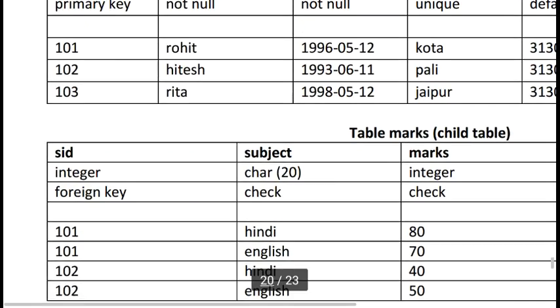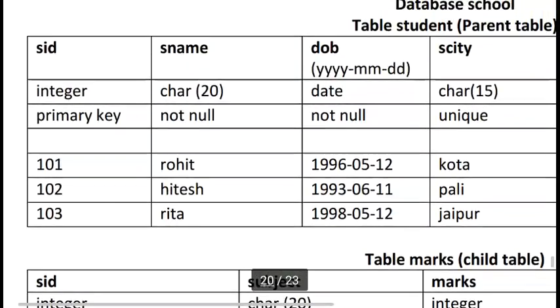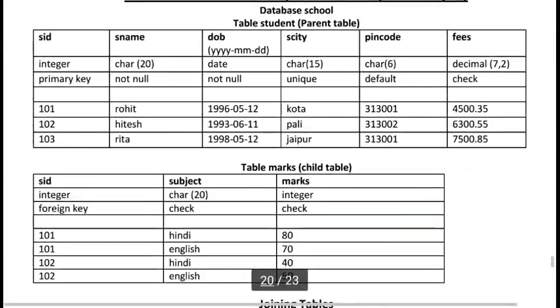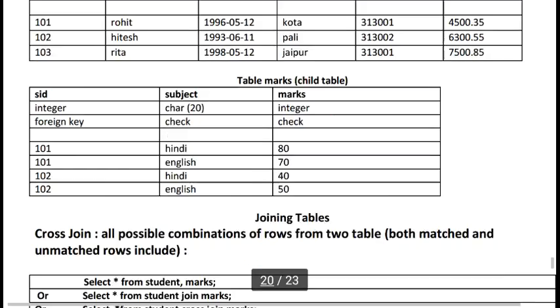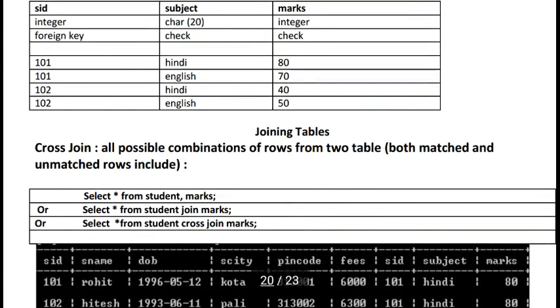But this marks table SID completely depends on the student table SID. So these are our table structure. For the exam, we can take an example. So first we are joining tables.